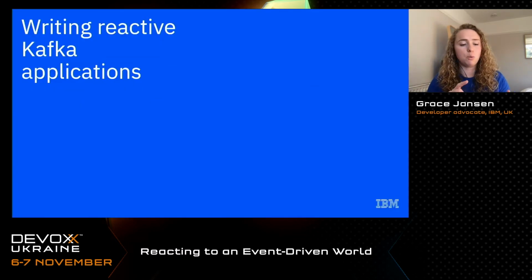So we've looked at how we can introduce elasticity, how we can introduce resiliency, and how we can utilize Kafka to really create a reactive application, essentially. So how do we go about writing this? How do we go about building reactive Kafka applications?